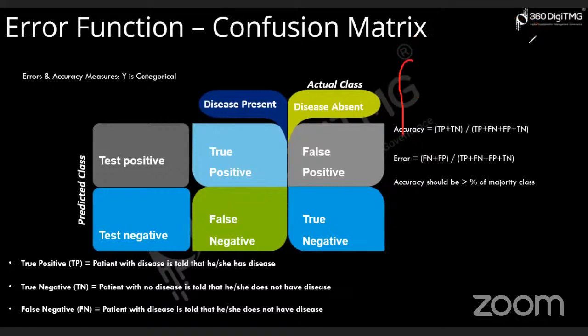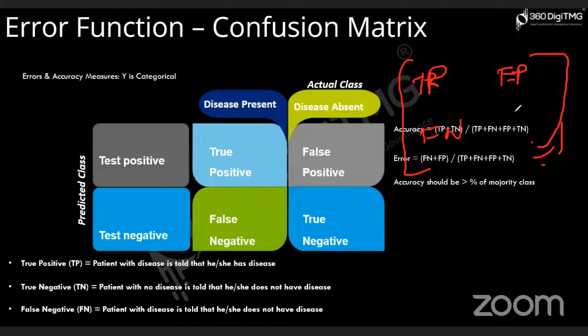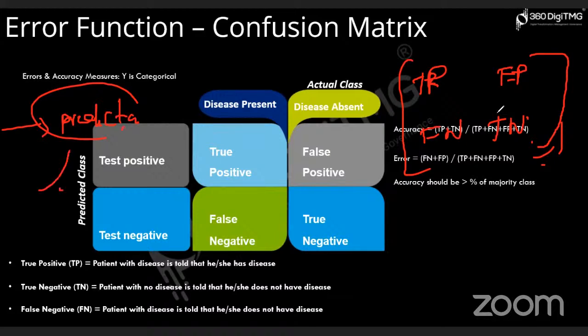It is a matrix of true positive, false positive, false negative, and true negative. What are those? I'll explain. What happens whenever you are making predictions? Prediction means, based on historical data, you have trained your machine learning model and you are supplying new data and predicting the output.